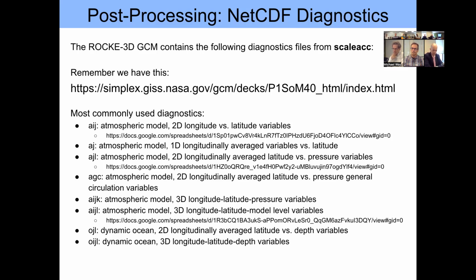Just to be fair, in AIJ, it's not three-dimensional. There's just a variable for 500 millibars and 400 millibars. So technically, it's two-dimensional, but we've just done it for each layer. There are different levels of clouds. There are different layers of specific humidity.